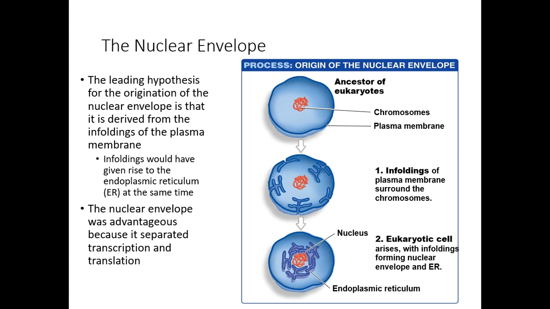You're picturing that, typical picture of an animal cell. So this nuclear envelope was a good thing because it separated the two processes of transcription and translation. So transcription, remember, takes place inside of the nucleus, right? DNA to RNA, and then translation takes place outside at the ribosomes, which is RNA to protein. So again, showing you the origin of the nuclear envelope. Okay, so just infoldings of the plasma membrane came in and ultimately surrounded the DNA.